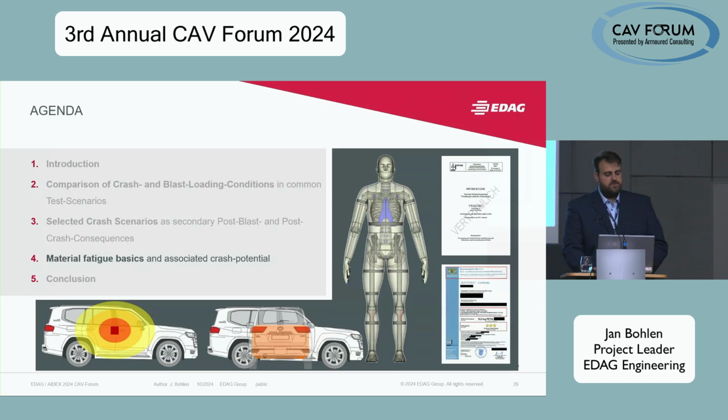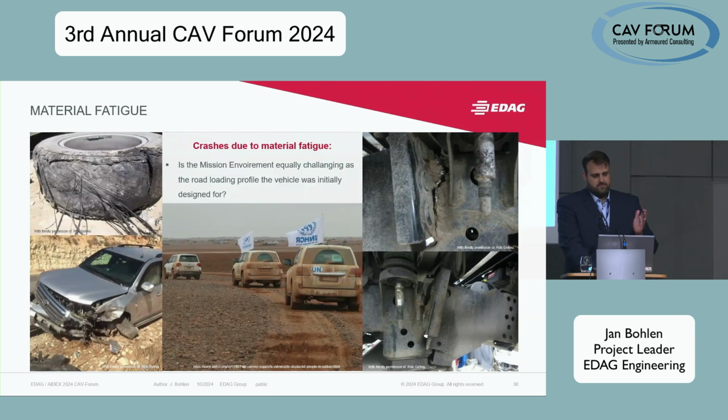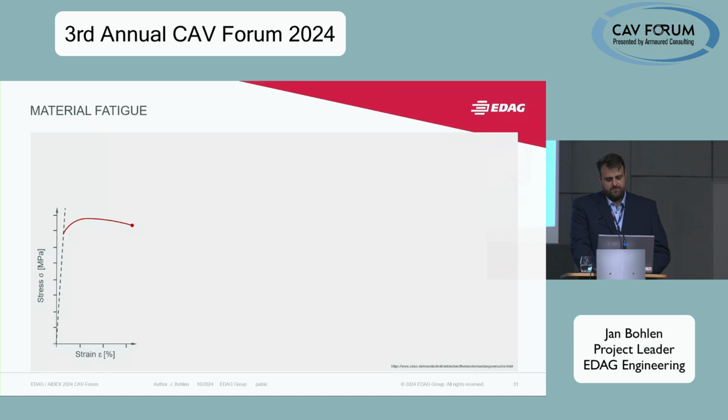In the next point of my talk, I'd like to give some material fatigue basics. It's not very deep, and we heard about it already yesterday a little, but in the end, the mission environment is crucial. The mission environment and the loads of the vehicle. We can have material fatigue nearly on any part of the vehicle. That goes from a tire, to a suspension, even to the frame of the vehicle. And the question is always, is the mission environment we are moving in equally challenging or more challenging than the environment this vehicle was initially designed for?